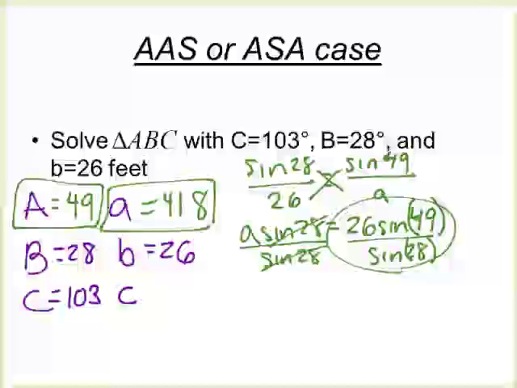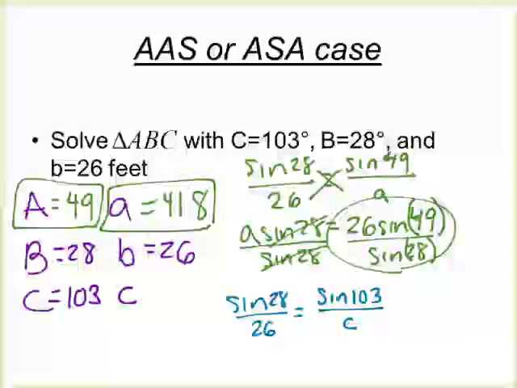Then we have one more piece of information to solve for, and we are going to solve for it the same way. I go back to the beginning pair of 28 and 26, just in case that last answer was wrong. I don't want to use it if I don't have to, because then everything will be wrong after that. So I go back to the starting pair, and this time I do sine of 103 over c.